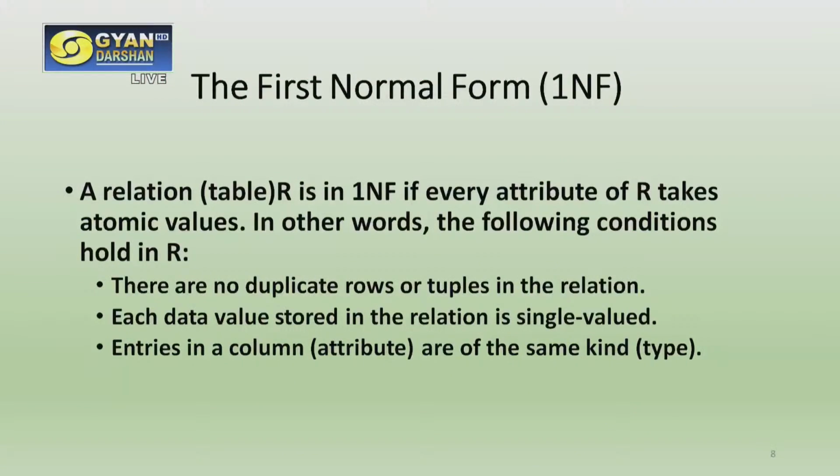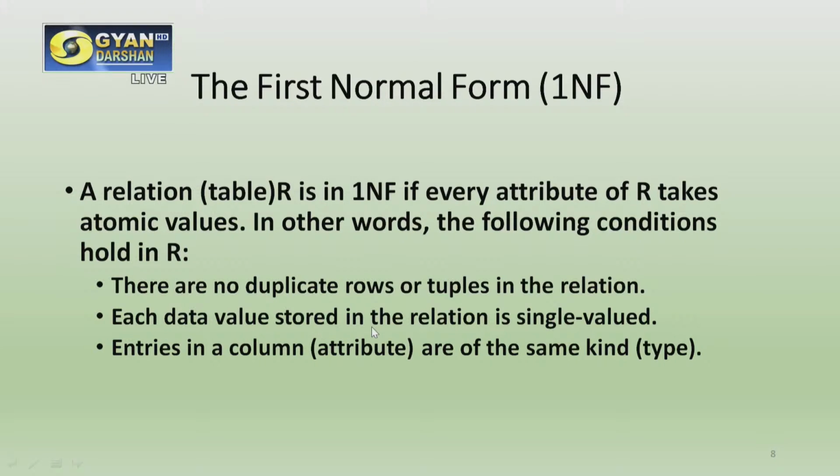So let us now define the normal forms. So far we have discussed the dependencies. Now let us define the normal form. The first normal form, which we call 1NF, is defined as follows: a relational table R is said to be in 1NF if every attribute of R takes atomic values. In other words, the following condition holds in R: there are no duplicate rows or tuples in the relation.